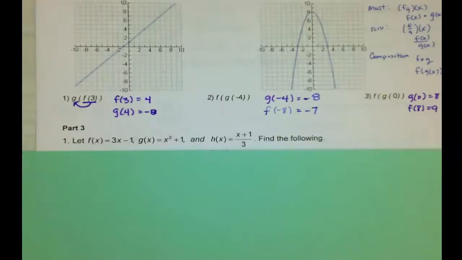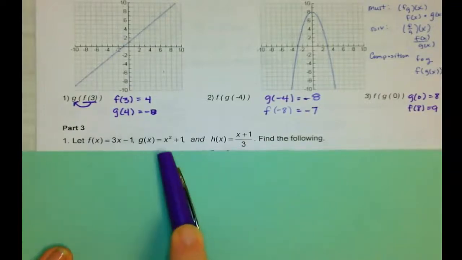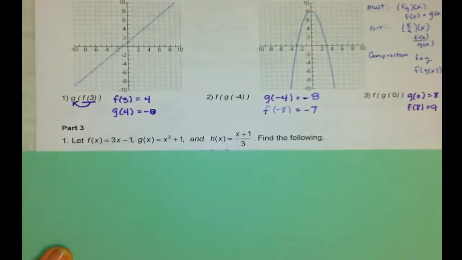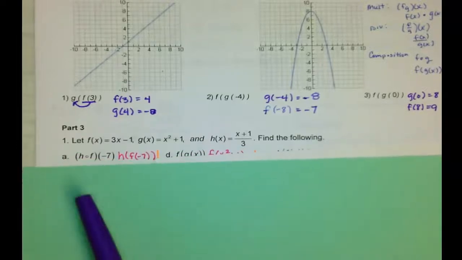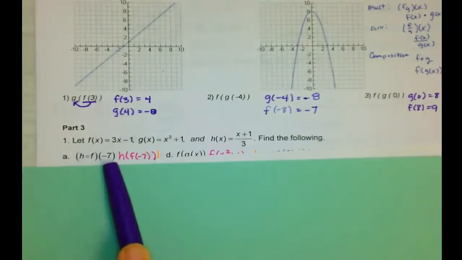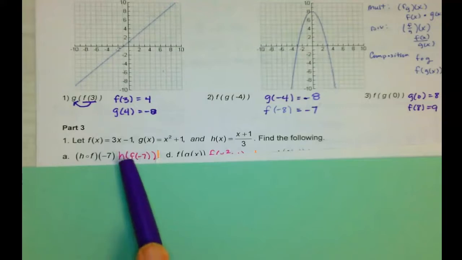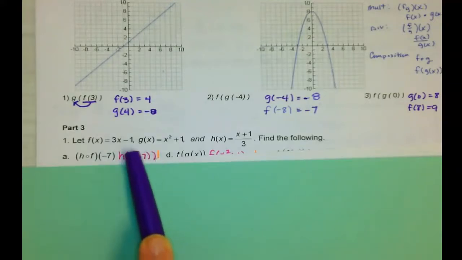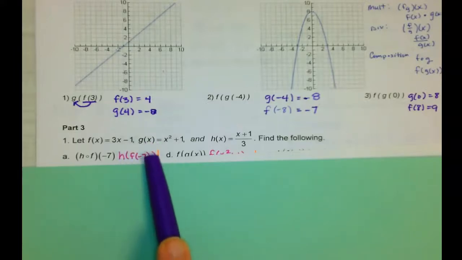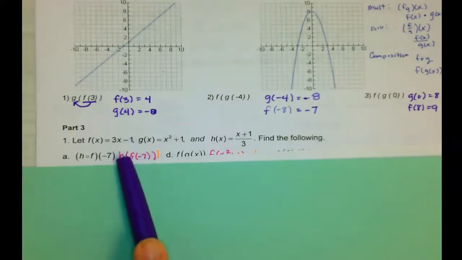Now let's take a look at what we do in compositions when we have equations that we're working with. So I have the equations f of x, g of x, and h of x, and I'm going to use those equations to work through some more composition problems. So the first one I have is h of f of -7. Remember that means h of f of -7. So I'm going to take -7 and put it in the f function and get an answer. Then I'm going to take that answer, which is what this will represent, and put it in h.